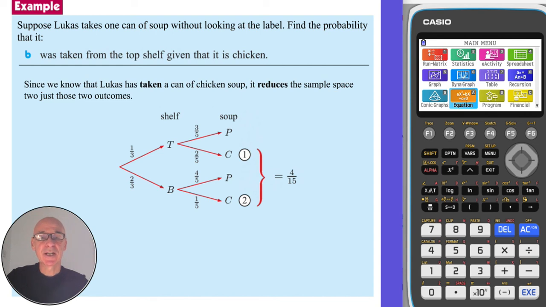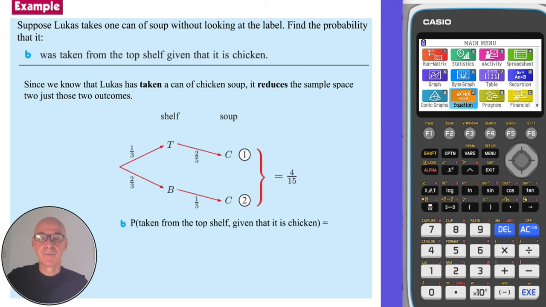In this last part of the question, we're told that given that Lucas has a can of chicken soup in his hand, what's the probability that it came from the top shelf? So effectively, this reduces the sample space down from the 4 outcomes to just those 2 outcomes, as shown. So to calculate the probability that it was taken from the top shelf, it's just the probability of the first route out of both routes. So the top of the calculation has the first route, 1/3 times 2/5, or in other words 2/15, out of 4/15, so the answer is equal to 1/2.